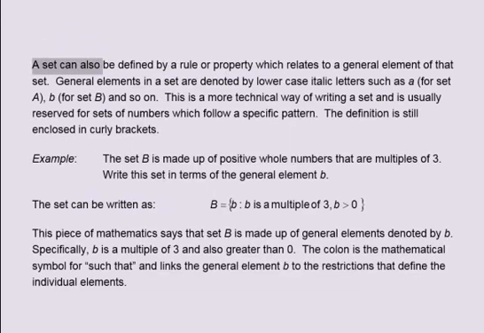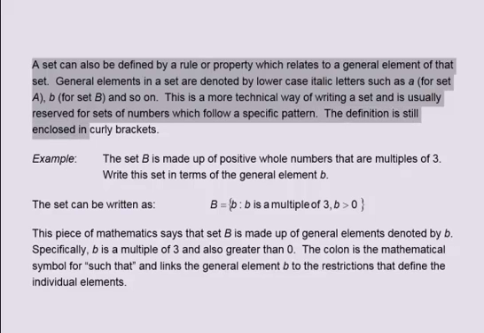A set can also be defined by a rule or property which relates to a general element of that set. General elements in a set are denoted by lowercase italic letters such as lowercase a for set uppercase A, lowercase b for set uppercase B, and so on. This is a more technical way of writing a set and is usually reserved for sets of numbers which follow a specific pattern. The definition is still enclosed in curly brackets.